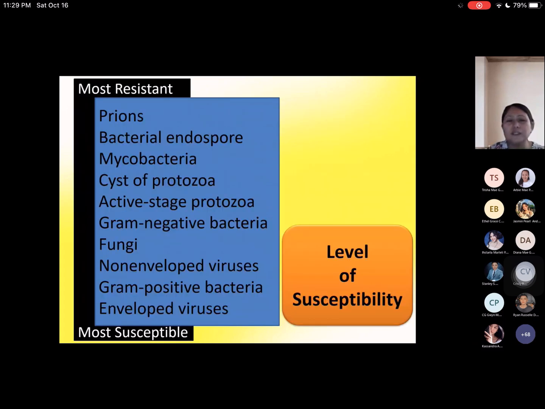The following are the most resistant to the most susceptible: prions, bacterial endospores, mycobacteria, cysts of protozoa, active stage protozoa, gram-negative bacteria, fungi, non-enveloped viruses, gram-positive bacteria, and of course enveloped viruses. The level of susceptibility pertains to how effective the agent may be on a certain microorganism. If they are effective, the microorganisms can be inhibited, killed, or destroyed.